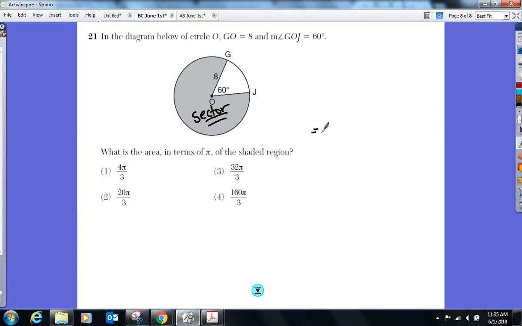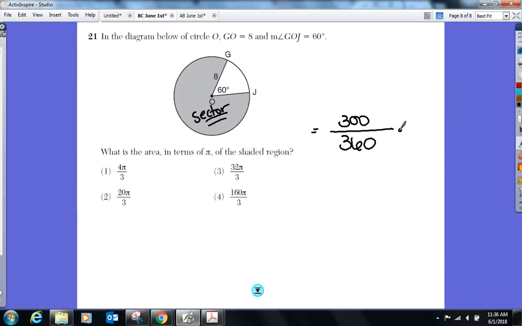All right, so formula. A measure of arc. Okay, time out. Let's not go any further. What is the measure in degrees of that major arc right there? 300. 360 minus 60. All right, rest of the formula. Over 360.